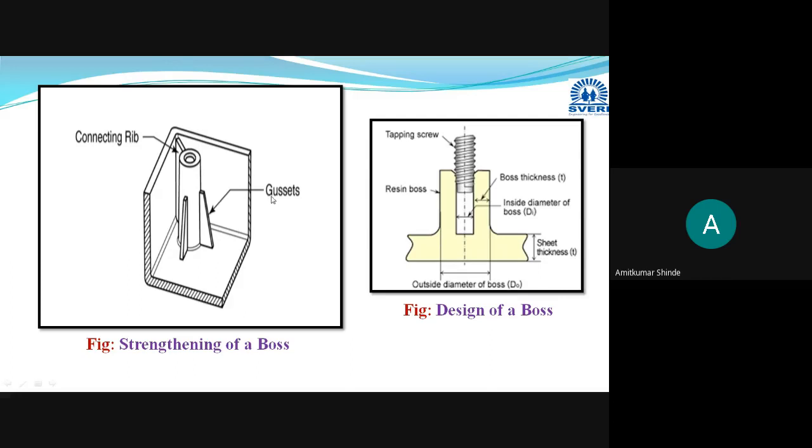This is the gusset. It provides strength and rigidity. A rib also provides strength and rigidity to the boss. This central hollow cylindrical portion is the boss, and this is the gusset. On this side, this is the rib. Ribs and gussets are used to increase the strength of the boss, because whenever you use screws to assemble it, some load may be applied. The boss will be subjected to loading, and to sustain those loads it requires additional strength, which is provided with the help of gussets and ribs.